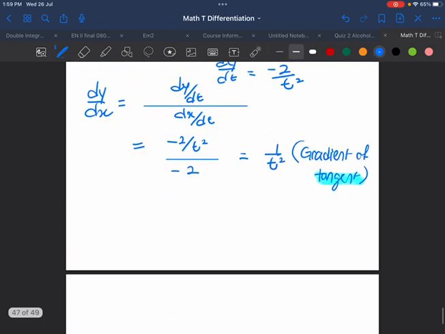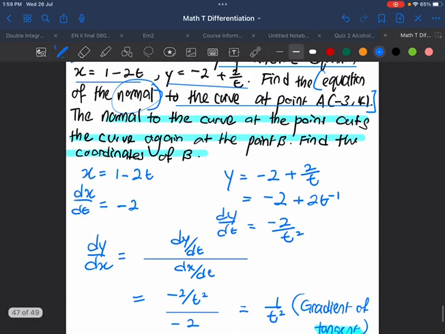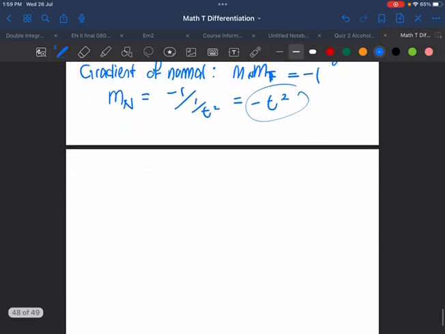Hence, we can deduce the gradient of the normal by using the relationship m1 m2 equals negative 1, that is, m normal times m tangent equals negative 1. So the gradient of the normal, m normal, is negative 1 over 1 over t squared, and we get negative t squared. Here is the gradient of the normal. So now, here is the point.